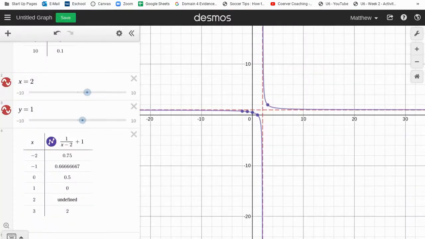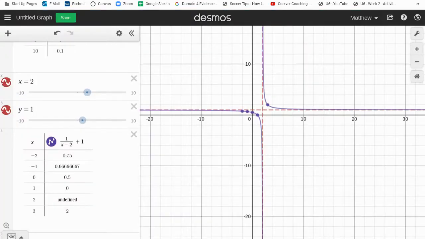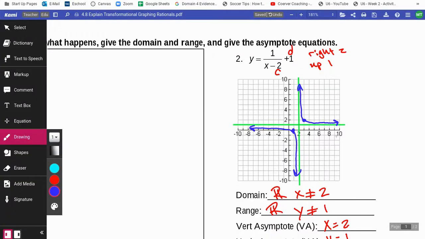I have 1, 0, and then I can kind of draw that portion. And I had 3, 2, I believe. Let me just double check, 3, 2, yep. And so there's my graph. Okay, so this is what I want to summarize right here.